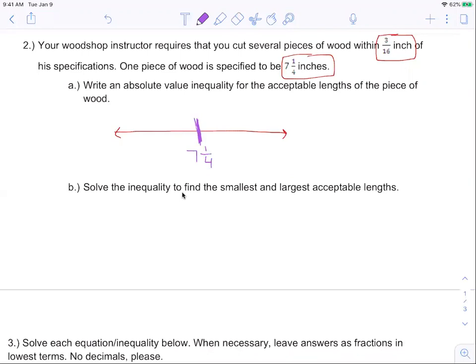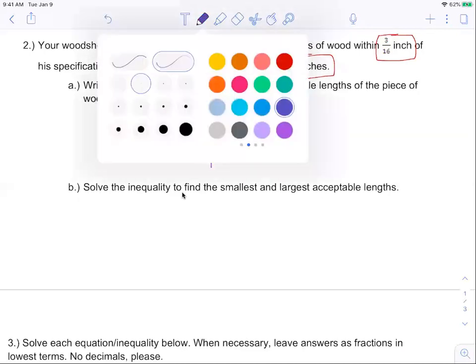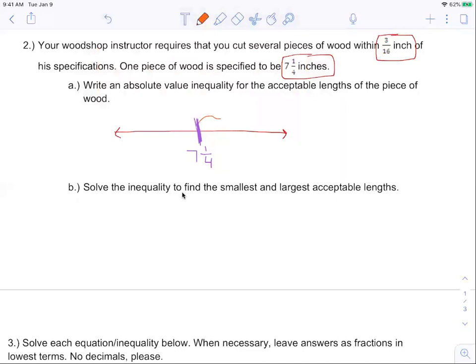Can anybody explain how that would be represented on our number line? Like, what does that mean? So it says the wood should be within 3/16 of his specifications. Ava, what's that mean? So does that mean it could be 3/16 to the left or 3/16 to the right? Perfect, yeah. So, sorry, I'm going to get a different color here. So that means that I could go 3/16 in this direction. Or I could go 3/16 in this direction.